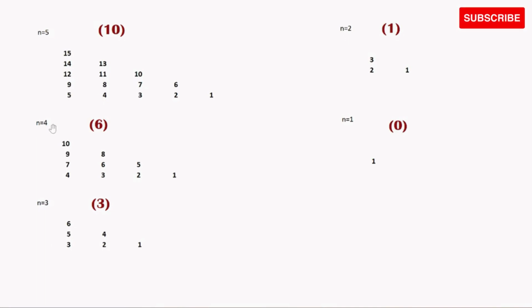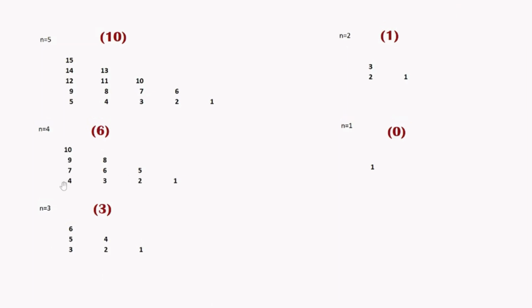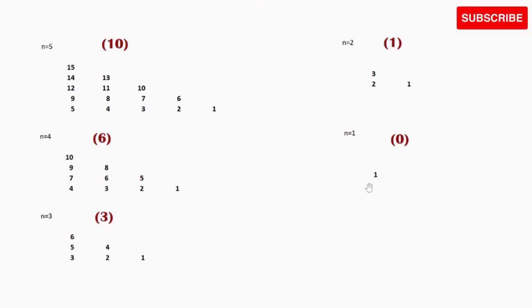If the number of rows is 4, then it will be 10, 9, 8, 7, 6, 5, 4, 3, 2, 1. That is from 10 to 1. And 1, 2, 3, 4. These are the 4 rows. So let us try to understand this. The most difficult thing is to find out the starting number. If you know the starting number, then it's very easy.